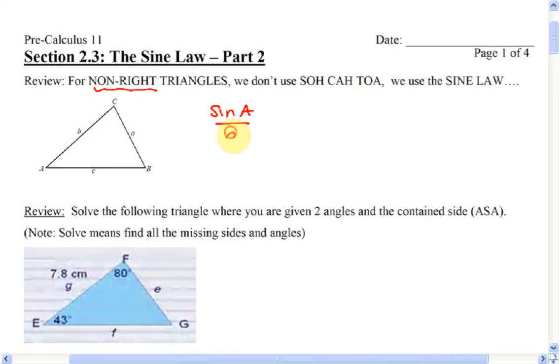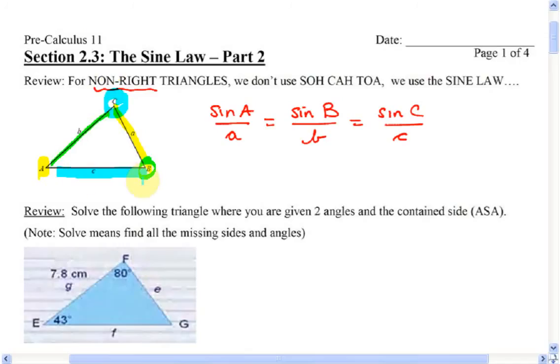Good. And please write this down. Sine A over A equals sine B over B equals sine C over C. And remember, the idea is the angle is always related to the side that is opposite of it. So B relates to this one, and C relates to that one. So that's what we did last day.